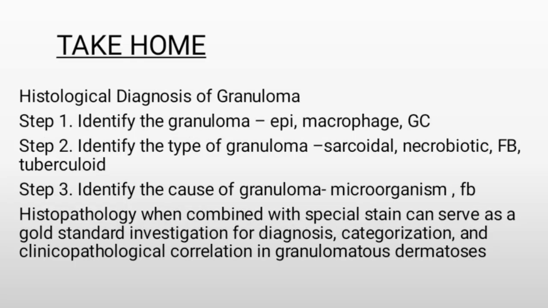Take home messages: the histological diagnosis of granuloma can be done in the following stepwise order. In step 1, we identify the granuloma, whether it contains epithelioid cells, macrophages, or giant cells, by the presence of these three. Step 2, identifying the type of granuloma, whether it's sarcoidal, necrobiotic, foreign body, or tuberculoid. And then identifying the cause of the granuloma by the presence of microorganism or foreign body. Histopathology, when combined with special stains, can serve as the gold standard for diagnosis, categorization, and clinicopathological correlation.